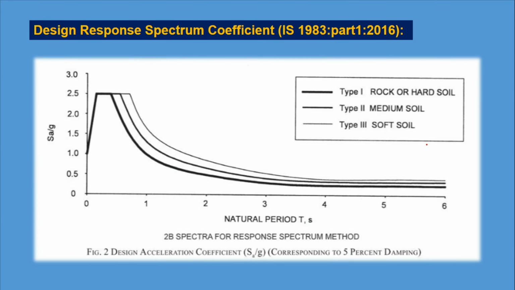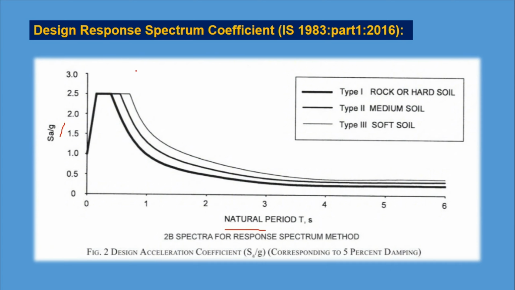Let's talk about the design response spectrum in the IS code. In the IS code we can find this graph in which there is a plot of the design acceleration coefficient, which is Sa/g, versus the natural period. By using this curve we can carry out response spectrum analysis.